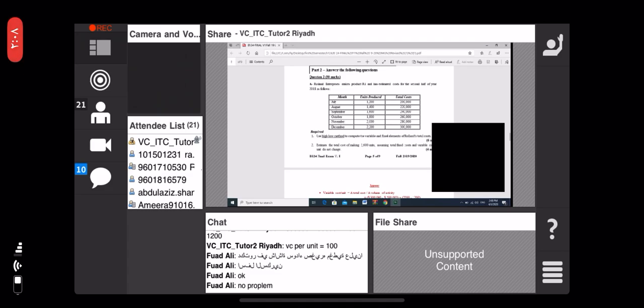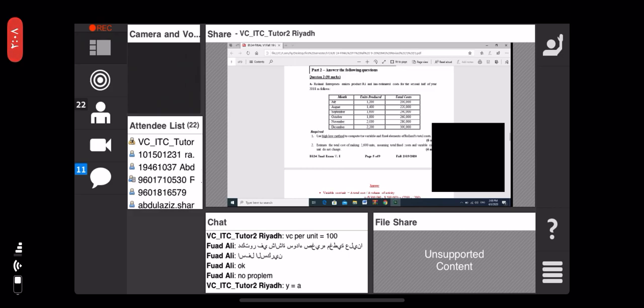The equation said y it will be equal a plus bx. Amount y, what's the amount y? Y, it is mixed cost. So you can select 300,000. It will be equal what?